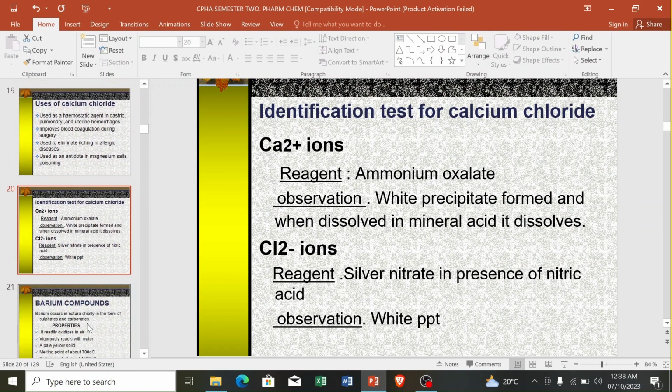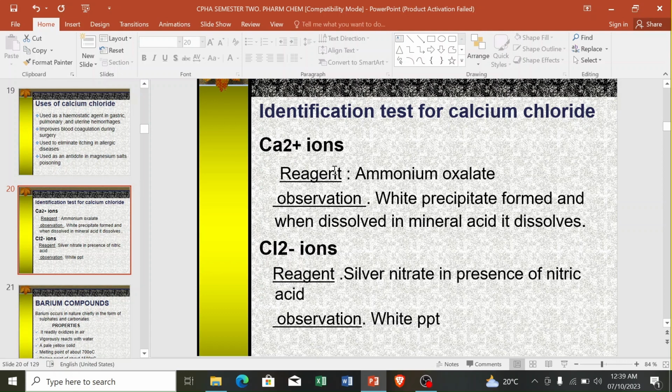So that takes us to the identification test for calcium chloride. How do we identify the presence of calcium ions? Whenever you are asked to carry out an identification test, look at your compound. Does it form two ions when it completely dissociates in water? We see that calcium chloride will completely dissociate to give us calcium ions and chloride ions. So here we carry out a test for calcium ions alone.